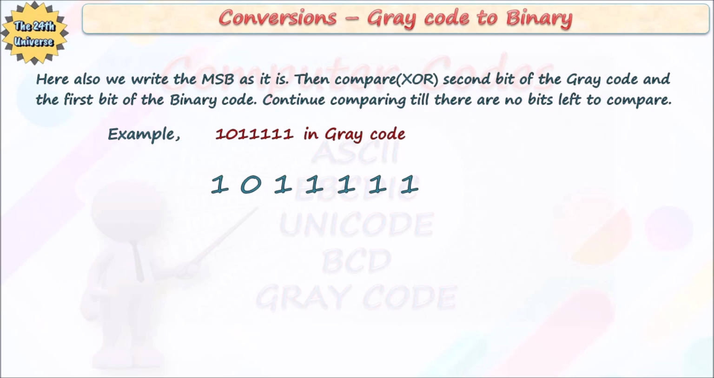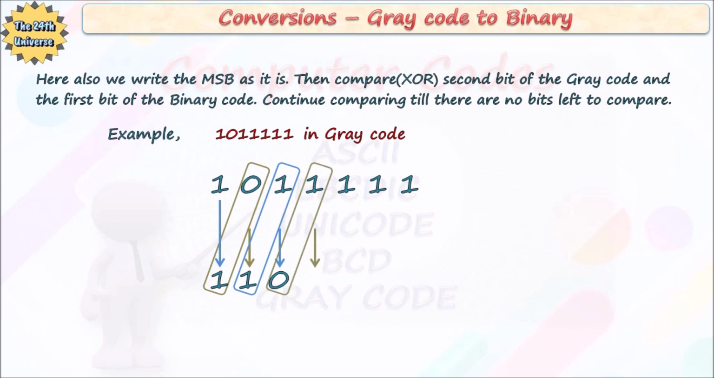1011111. Write the MSB as it is, that is, write 1 as it is. Next we compare second bit of the gray code, that is 0, and first bit of the binary, that is 1. Since they are different, we write a 1. Now compare the third bit of the gray code, that is 1, and the second bit of the binary code, that is 1. Since they are same, write 0. Similarly, compare others and we get 1101010.